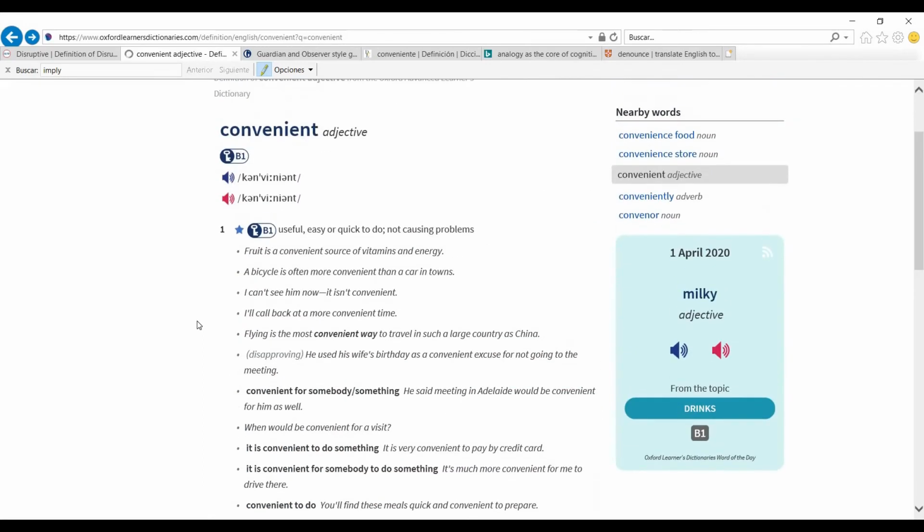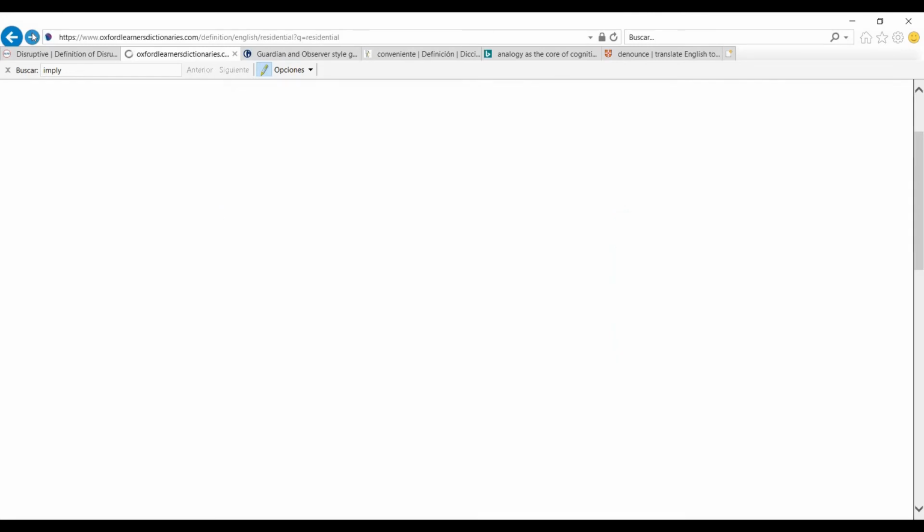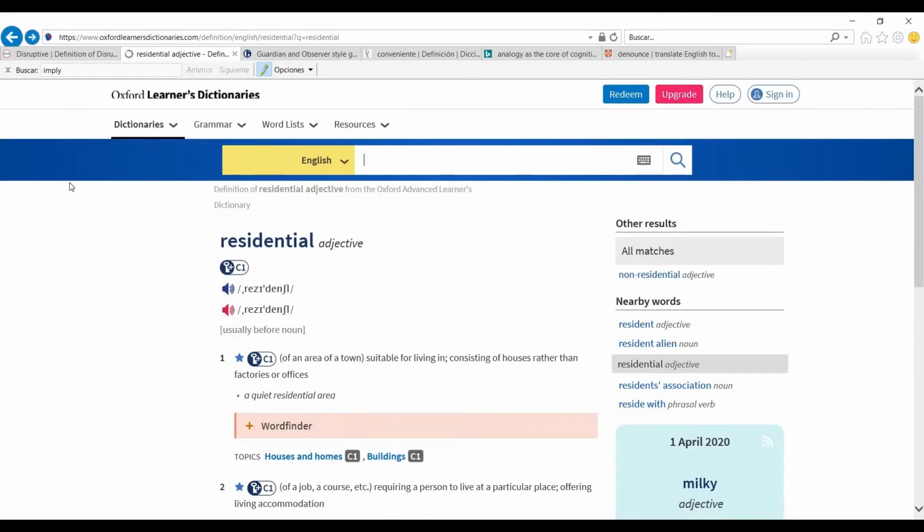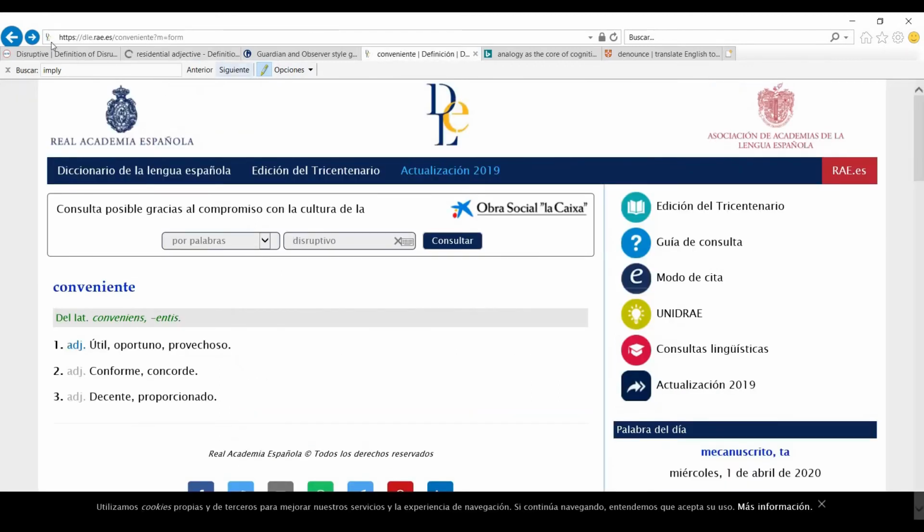And that's the reason why in English we have what we call the convenience store, right? Que es el negocio de al lado, right? El supermercado o el almacén de al lado. All right, let's go to the next one, which is residential. Residential se parece mucho a residencial.